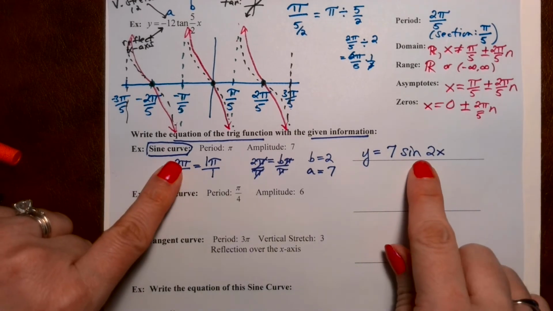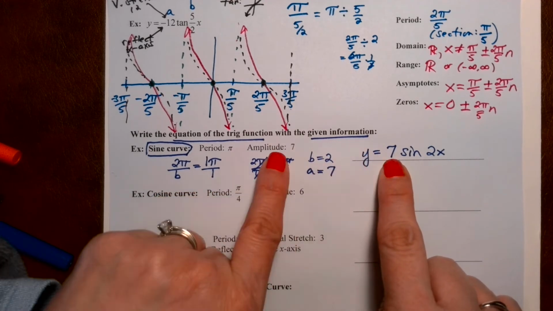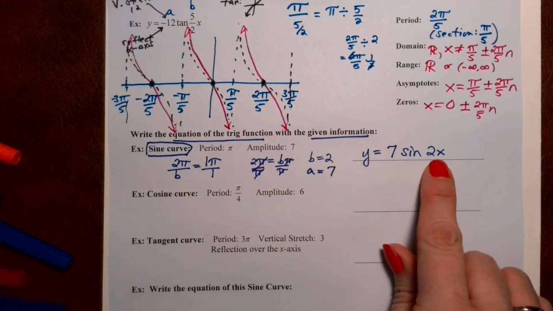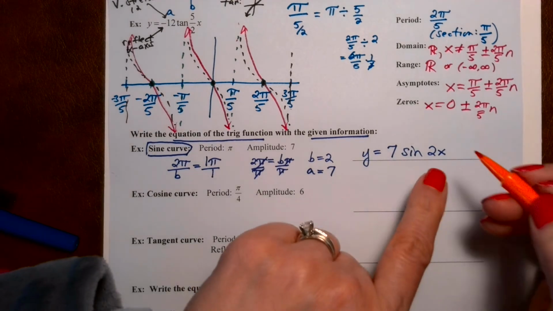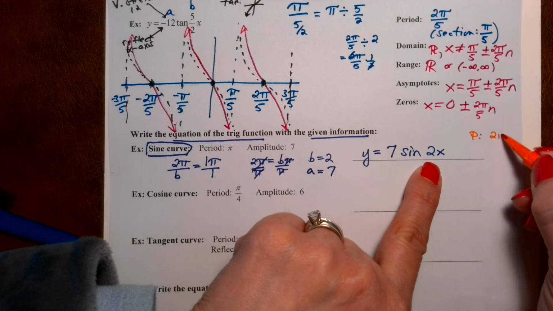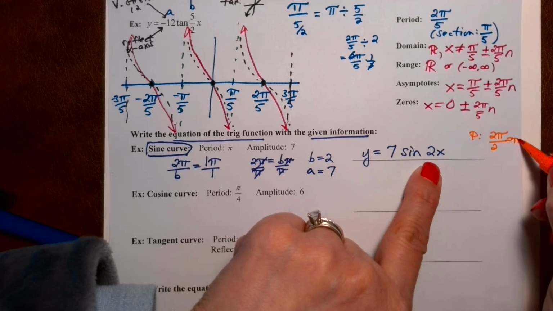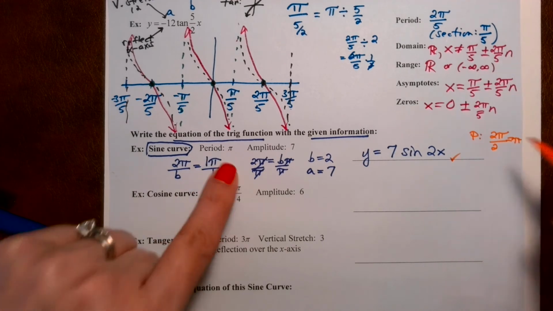Did we write a sine curve? Yes. The number out in front, that's the amplitude. That's exactly what we wanted. And if we wrote an equation like this, I would do a period calculation. I would do 2 pi divided by that b number. I'm getting pi. Is that what we wanted? Good, it checks.